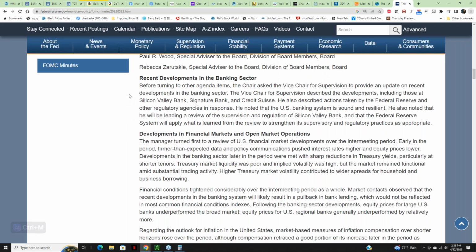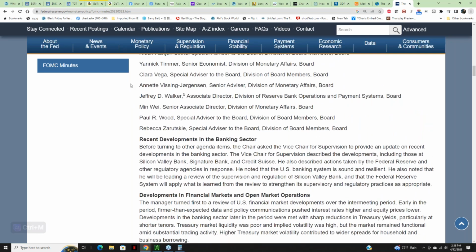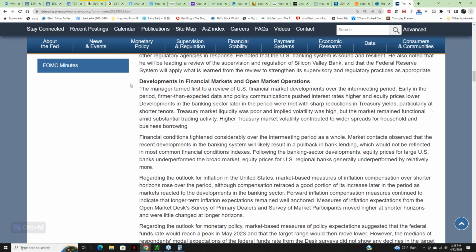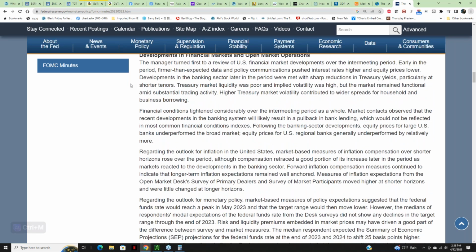So let's see, developments in the banking sector. Yeah, that's going to be important. Before turning to other items, the chair asked the federal supervisors to update on recent developments in the banking sector. He also described actions taken by the Fed and other regulators. Okay, review of the U.S. financial markets. This is important. What does the Fed think about the financial markets?